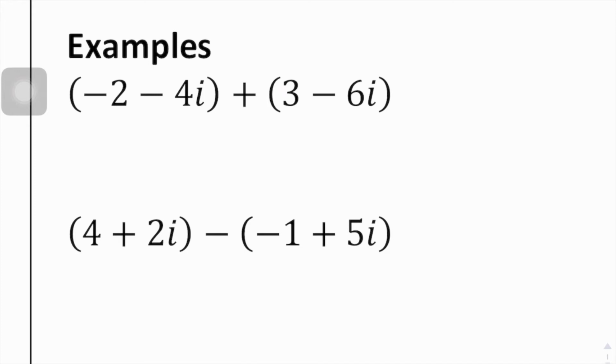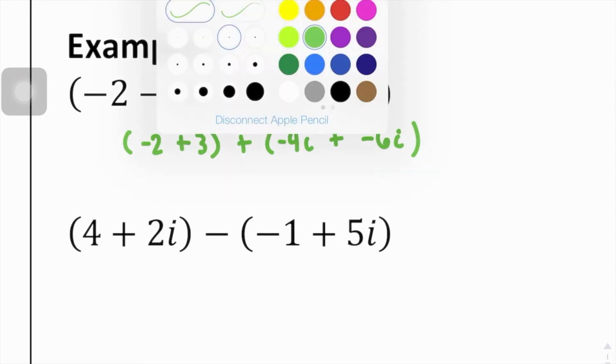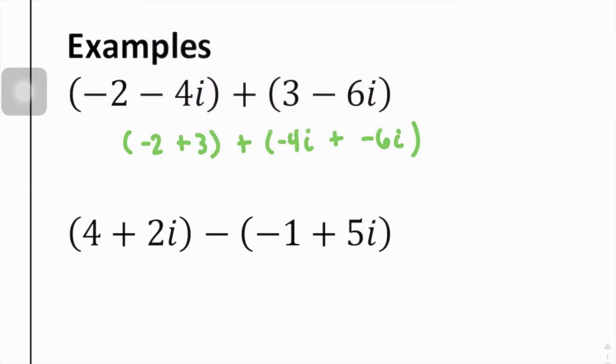So I'm going to do negative 2 plus 3 plus negative 4i plus negative 6i, and that will result in 1 plus negative 10i. And if you want to clean it up, that would be 1 minus 10i.